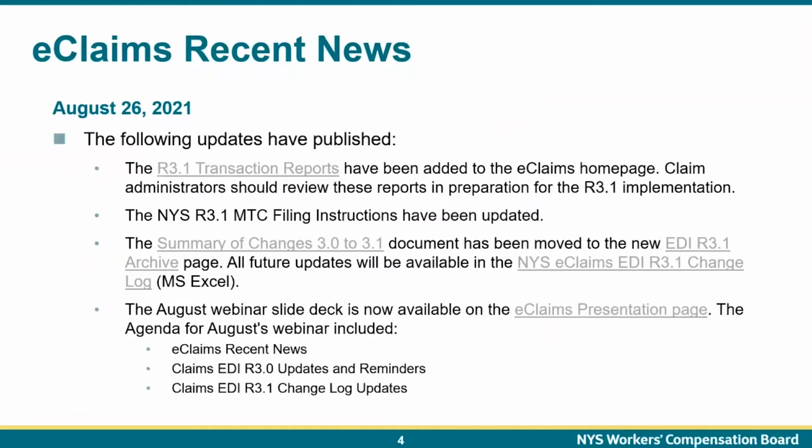The 3.1 transaction reports are now on the eClaims homepage. We suggest that you review these reports for 3.1 implementation. The summary of changes 3.0 to 3.1 document has been moved to the archives page for 3.1. Any further updates can be found on the changelog posted on the eClaims 3.1 page. You will find the August webinar slide deck on the eClaims presentation page.